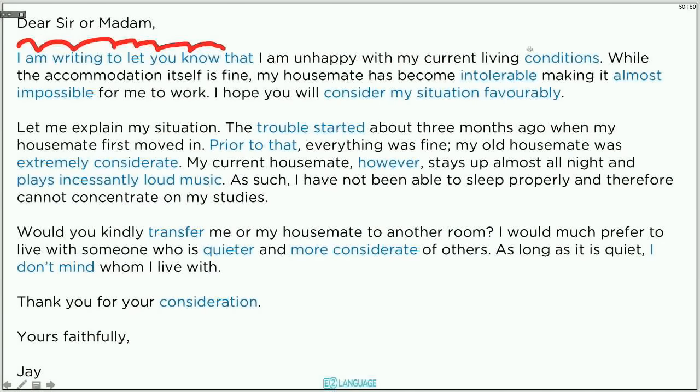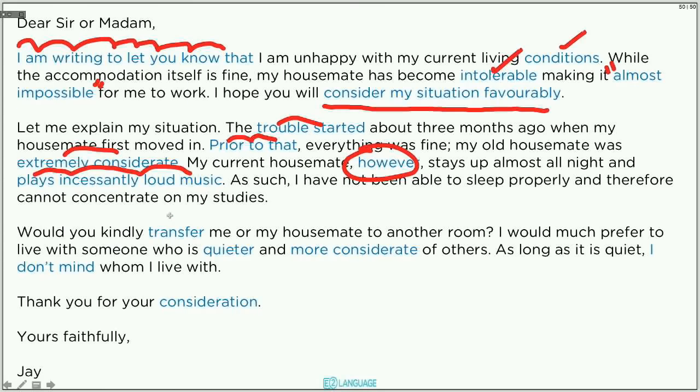So conditions, this is a nice word. Intolerable, a beautiful adjective. What about this one? We've got almost impossible. Well, that's a phrase or a collocation of two words. What about this phrase? Consider my situation favorably. The trouble started prior to that. However, extremely considerate. Plays incessantly loud music. Transfer, that's just a single verb, and it's a nice one. Quieter, more considerate. These are adjectives, right? But they're special types of adjectives. This one, I don't mind. Consideration, just a good word.